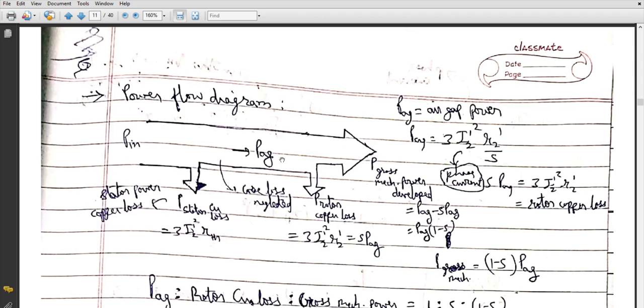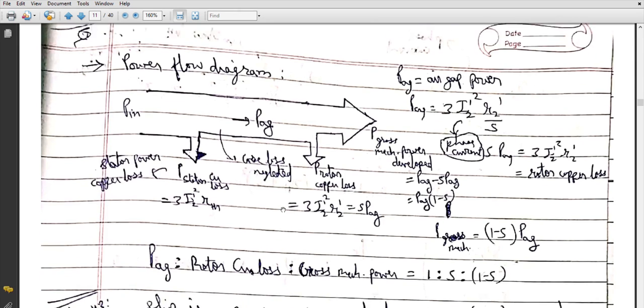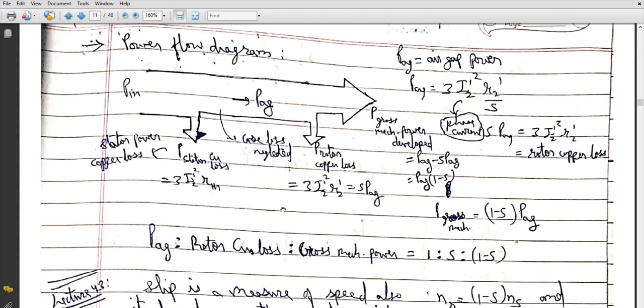And what is PAG? PAG is your air gap power, which we obtain when we subtract the stator loss from the input power supplied to the stator through the source. So this is the complete power diagram. You need to go through it again and again, so that you will be more familiar with these things.